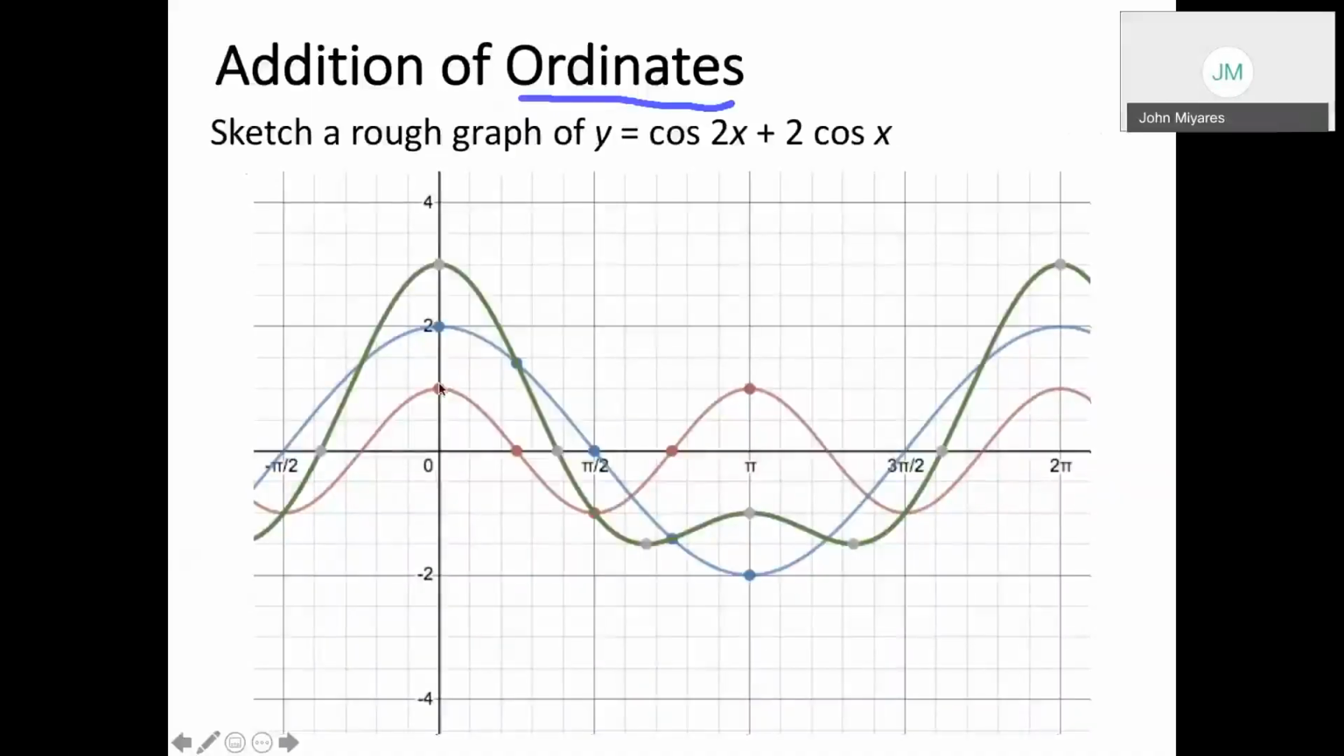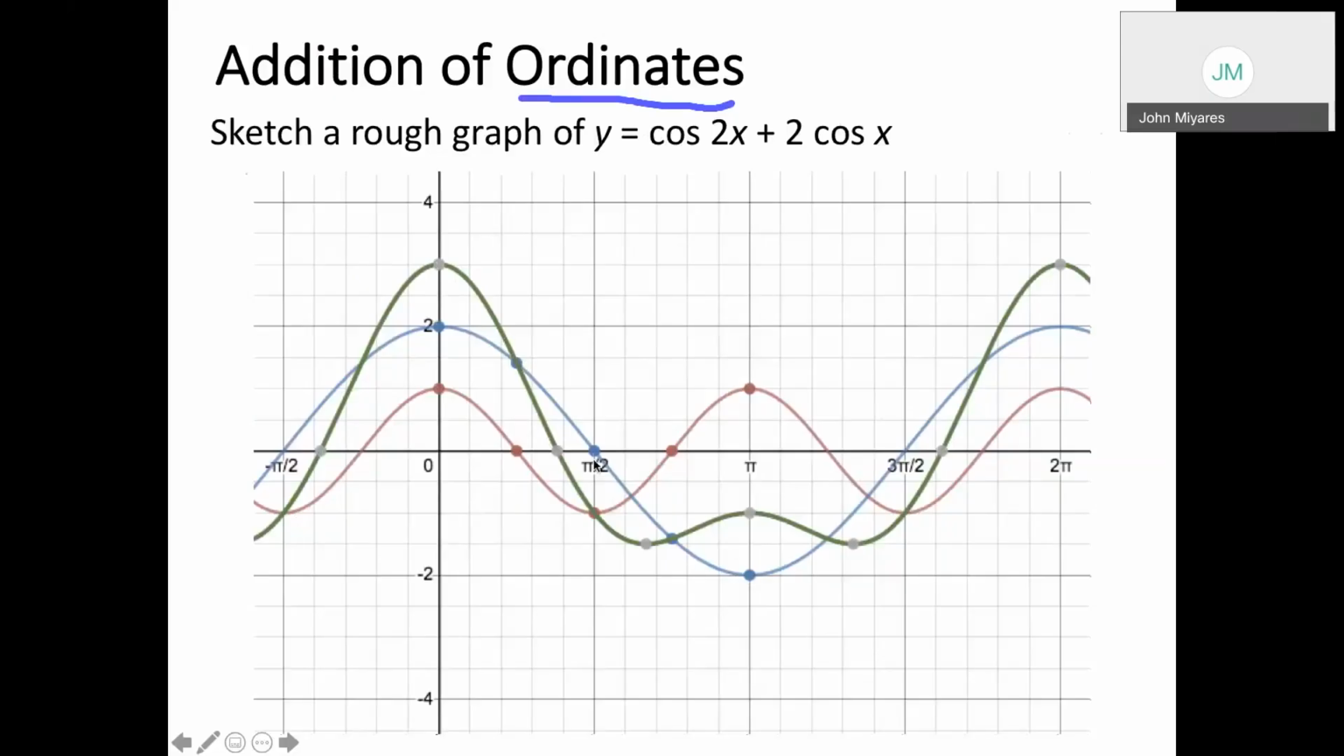So for example, on the red graph, here I have the point (0, 1), and on the blue graph, I have the point (0, 2). When I add them together, we get the point (0, 3). We go to x equals pi over 4. On the red graph, you're at 0, and on the blue graph, I'm at the square root of 2. So when I add these together, you're going to be at the square root of 2.